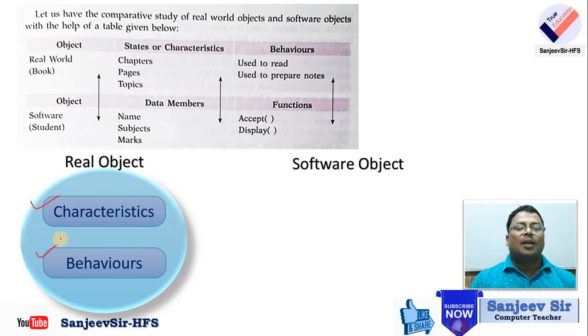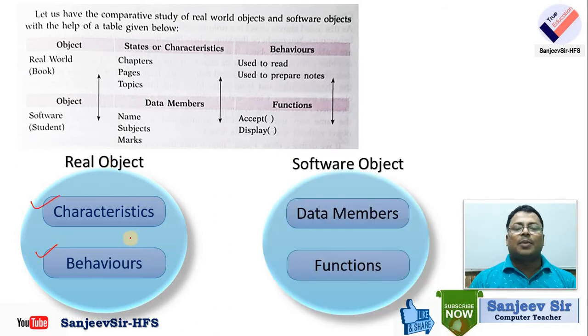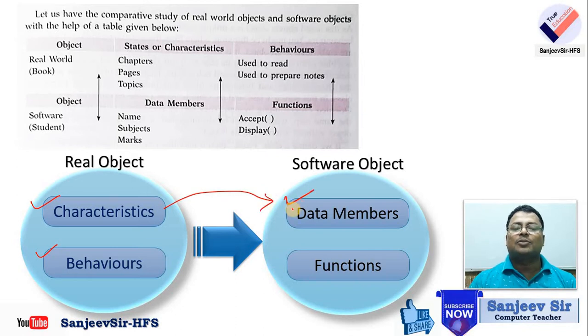Okay. A software object will have data members and functions. So it is converted: whatever the characteristics are here, those are treated as data members in a software object. Whatever behavior is there, that is treated in a software object as a function. And these data members can be accessed by the functions only. This is the relation between the real world object and the software object.